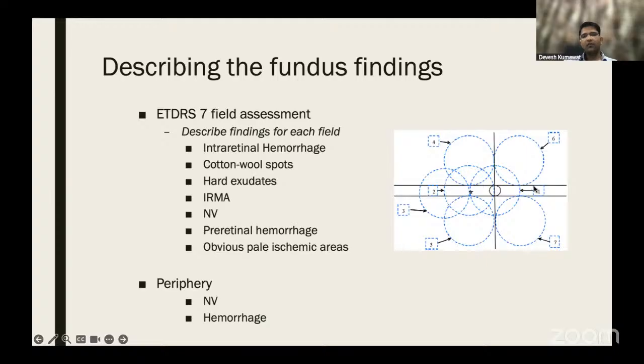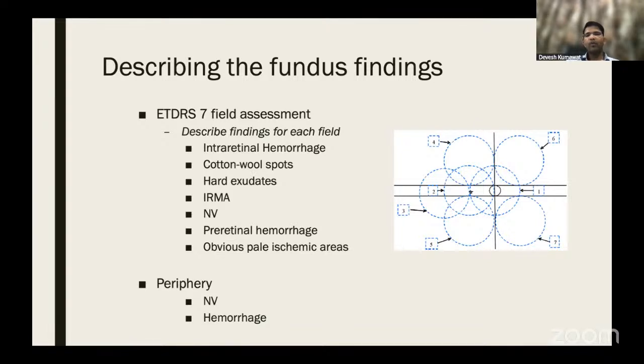Now, there are two horizontal lines which are passing through the superior and inferior edge of the disc, and there is one vertical line which is crossing the disc in the center. So these are the 7 fields, but if you combine them, then it tells you only about the central 100 to 110° of the fundus.